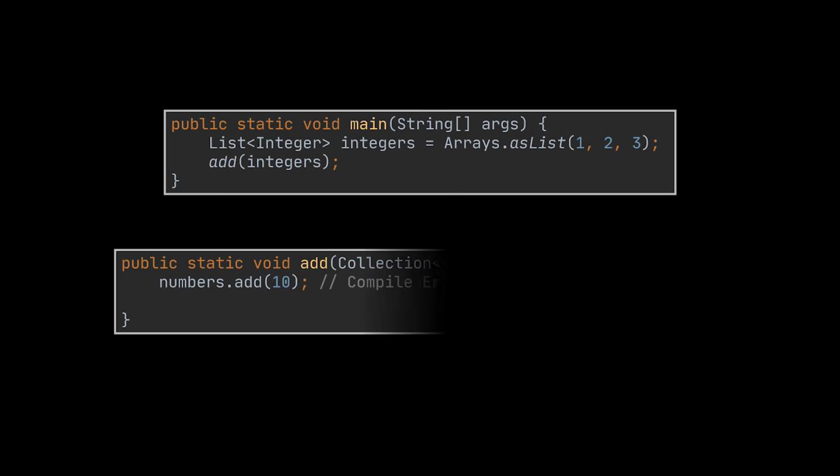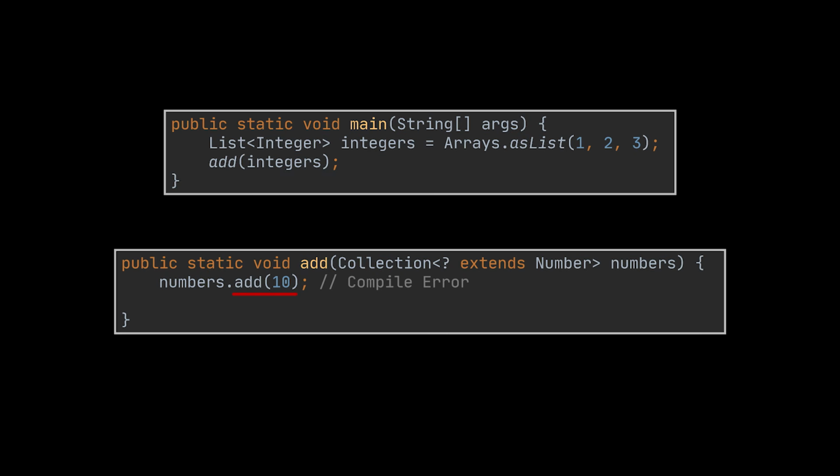However, there is something we need to keep in mind while using this upper bounded wildcard. We can't add elements to the collection declared with the extends wildcard. If we try to add an element, the compiler will throw an error. Adding a double to an integer-only collection, for example, is not allowed. The only acceptable addition is null as it applies to all types.